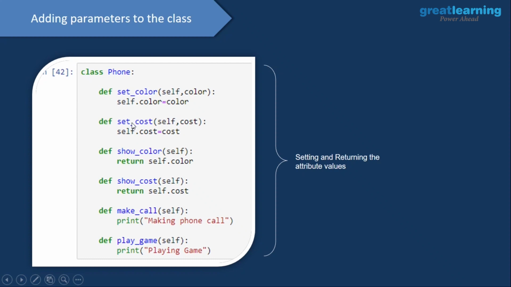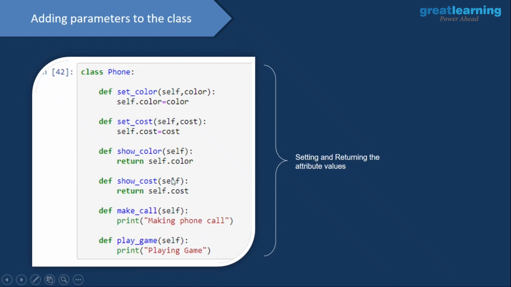Now that I have assigned the values of color and cost to my attributes, I have to show the value of color and show the value of cost. So I need two methods to show the color and the cost. I will create a new method called show_color, and this only has the self parameter because I'm not assigning anything; all I have to do is return the value. I'll use the keyword return and write return self.color. Similarly, if I have to return the cost, I would have this new method called show_cost.